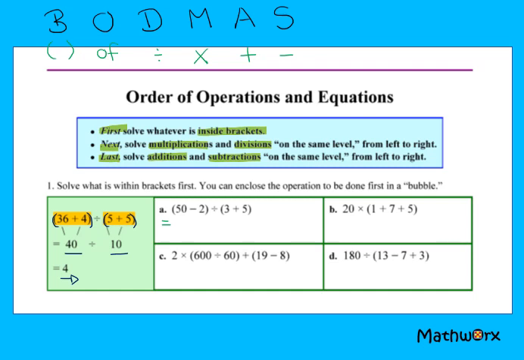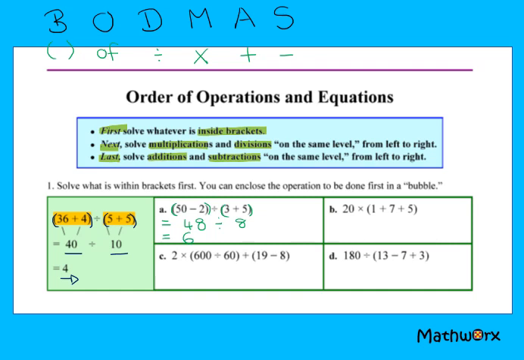When we look at BODMAS, we remember we have to do the brackets first. So if we do the brackets here, we have 50 minus 2, which gives us 48. We're going to leave the divide where it's supposed to be. And in these brackets here, we have 3 plus 5, giving me 8. Now 48 divided by 8 is 6.